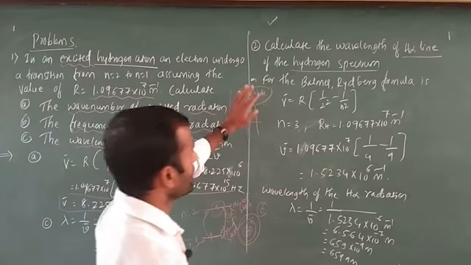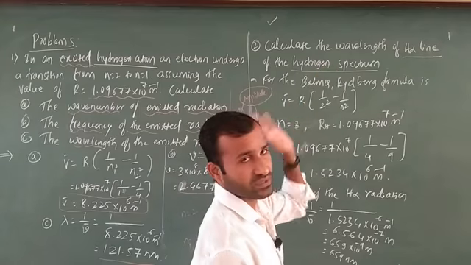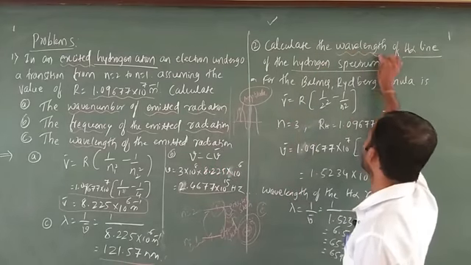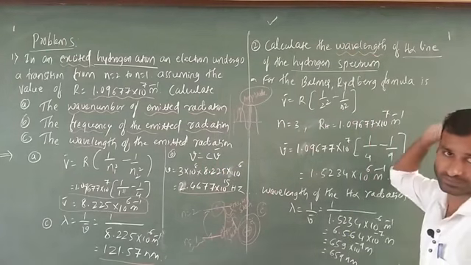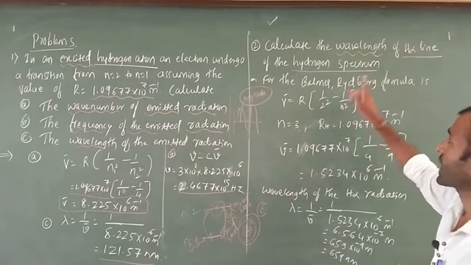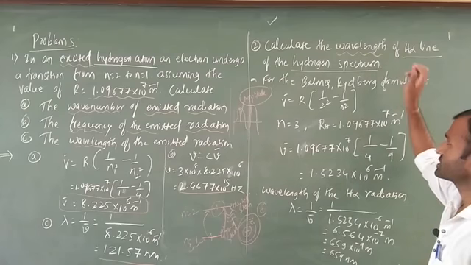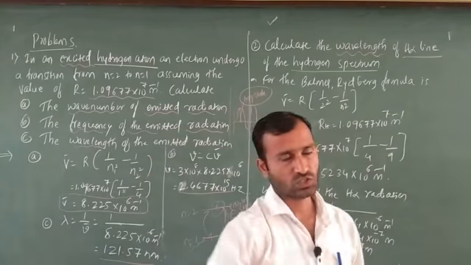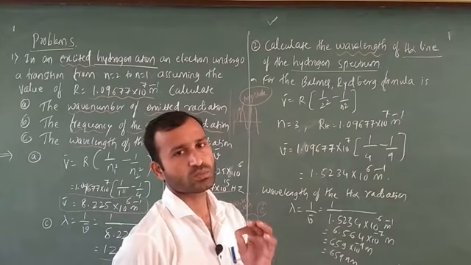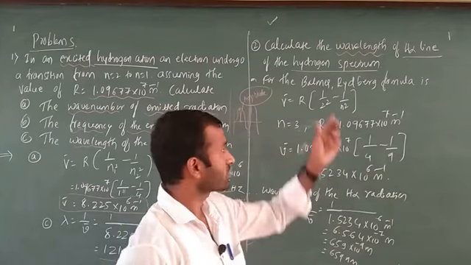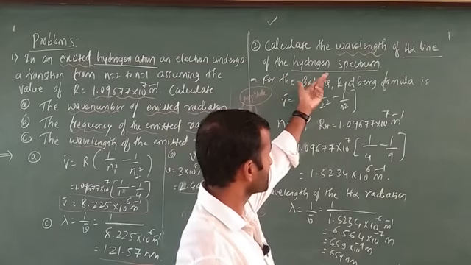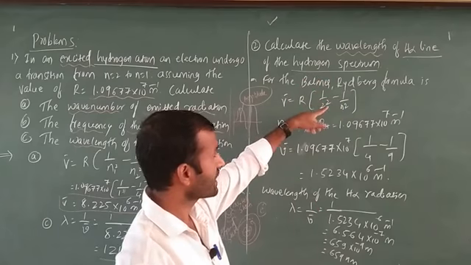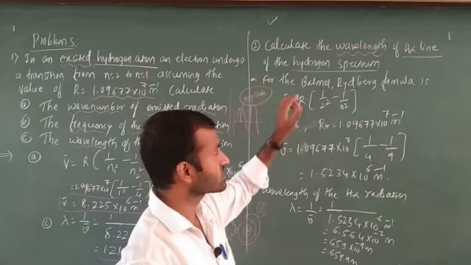Next, this first problem is over. The second one: calculate the wavelength. In this case they are asking for the wavelength of the H alpha line for the hydrogen spectrum. Since they are asking about the hydrogen spectrum, H alpha, you have to use the Balmer formula. There is no transition given, so we have to take it directly.